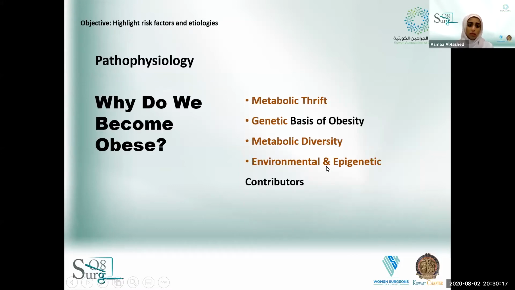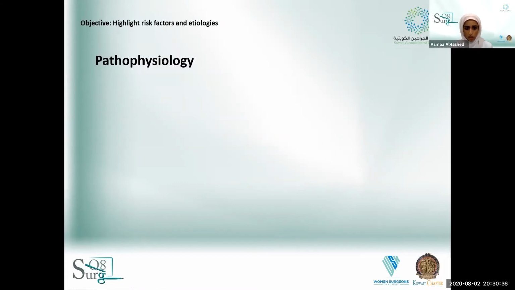So that was about how we become obese, and now why do we become obese. Again, metabolic thrift, genetic bases, metabolic diversity. We're going to talk about environmental and epigenetic contributors. All of these are implicated in the pathophysiology of obesity.